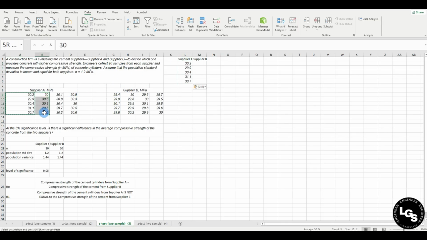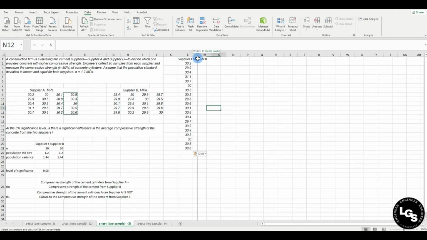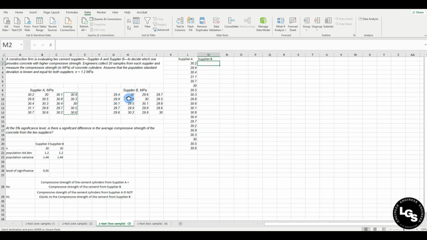So let's copy this data. So these are the data from supplier A. For supplier B, let's do the same.